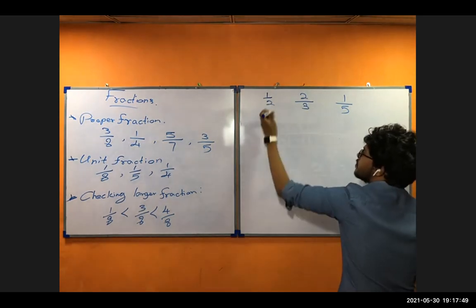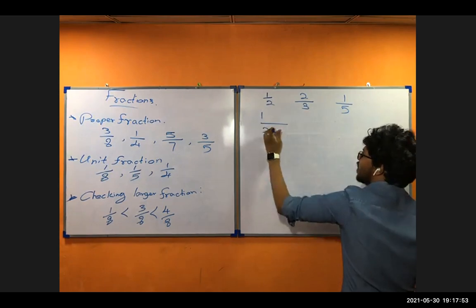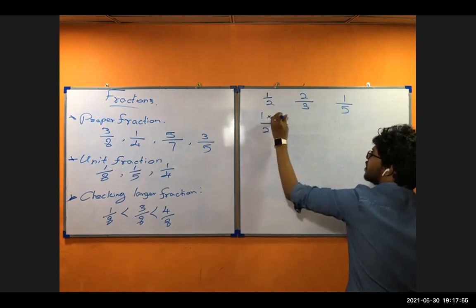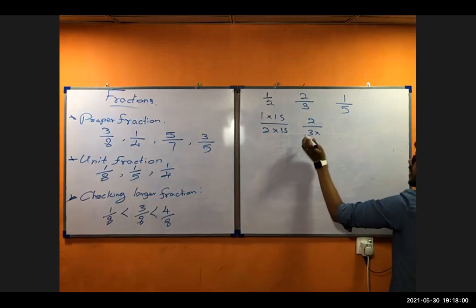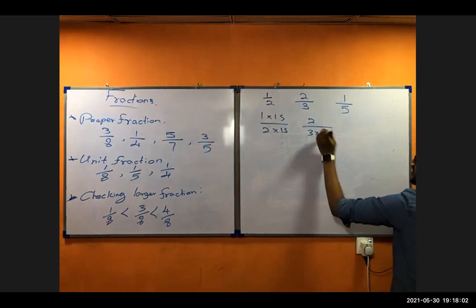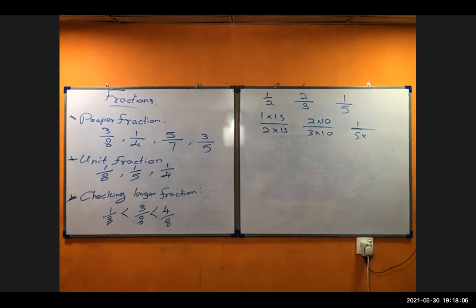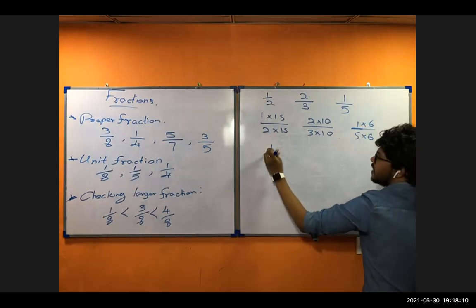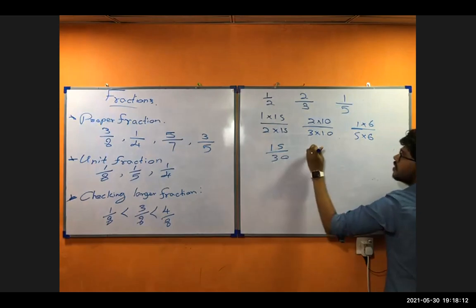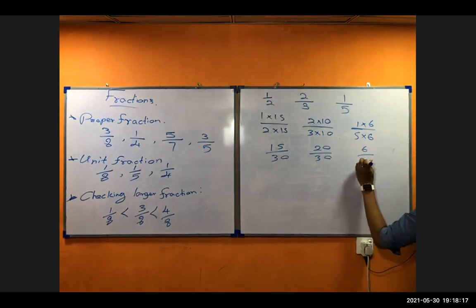You can write, make a 30, right? How from 2, how to make a 30? You can multiply by 15. 2 over 3, you can multiply by 10, because 3 times 10 is 30. And 1 over 5, you can multiply by 6. So you get 15 over 30, you will get 20 over 30, and you will get 6 over 30.